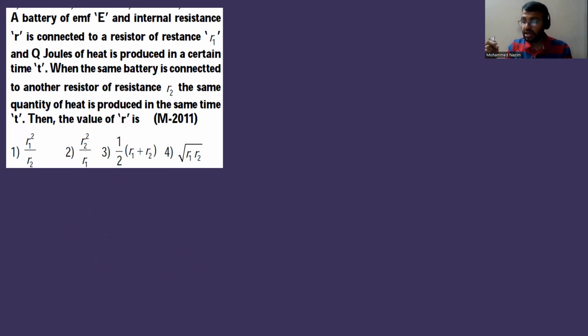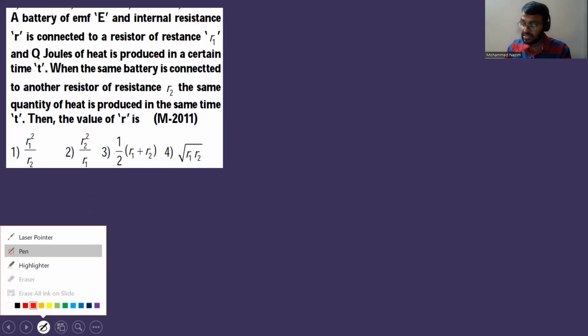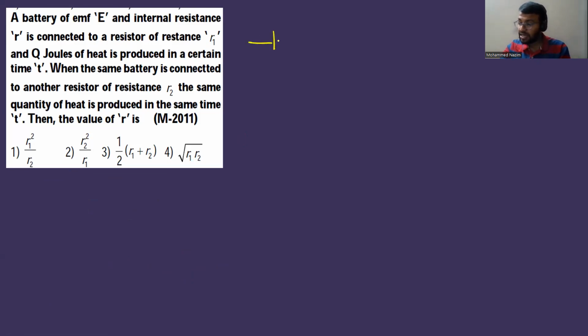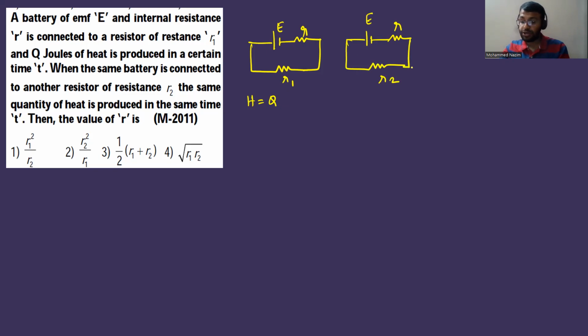Let us see the next question. A battery of EMF E and internal resistance r is connected to a resistor of resistance R1, and Q joules of heat is produced in a certain time T. When the same battery is connected to another resistance R2, the same battery means it has the same EMF and the same internal resistance r. The same quantity of heat is produced in the same time T. So here also the heat produced is the same, same time, then what is the value of small r?